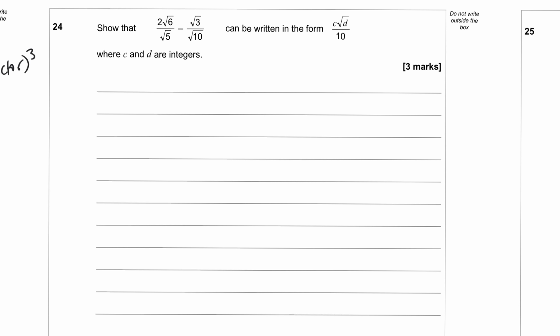It says show that 2 square root 5 over square root 3 is equal to, minus square root of 3 over 2 square root of 10. We're trying to show that it can be written as C root D over 10. So the first thing we're going to do is, I always like to rewrite out the question. That way it gives me guidance of how to begin.